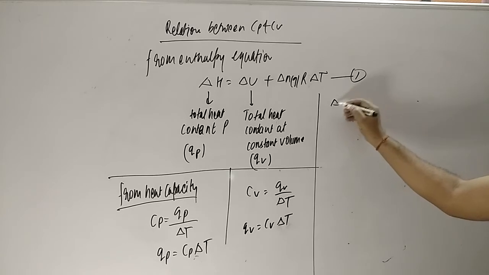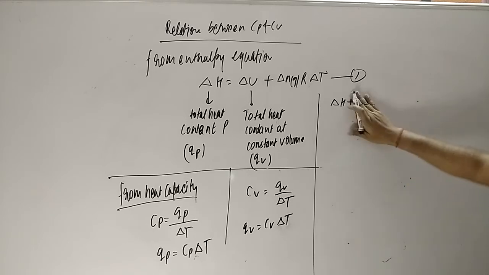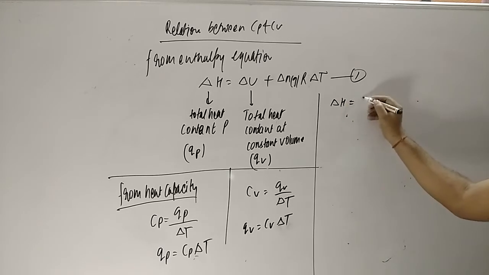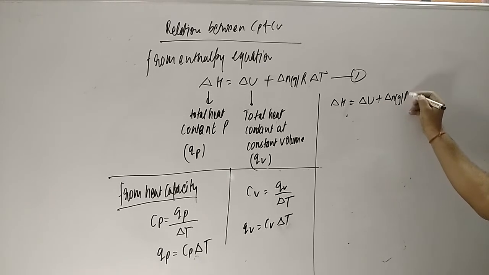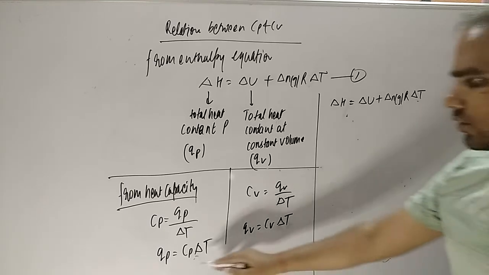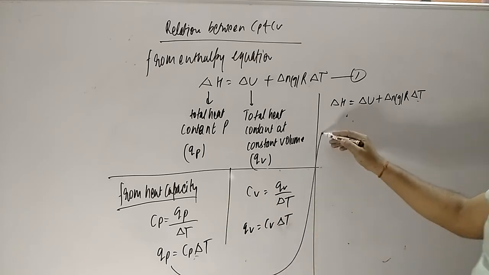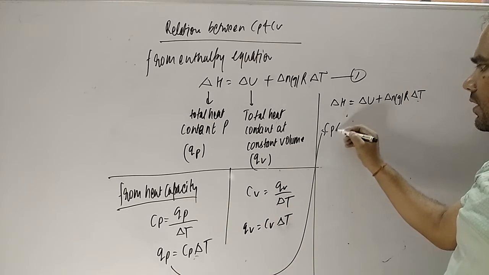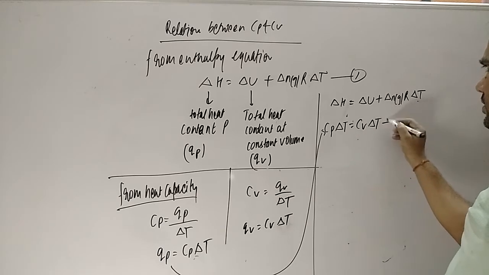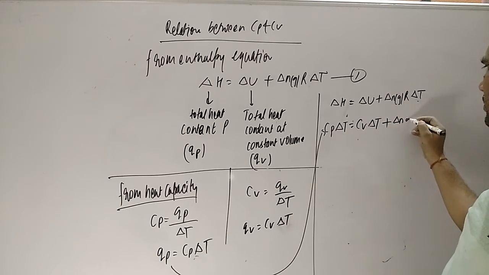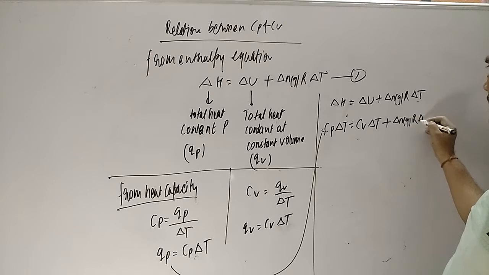In the place of delta H, delta H is equal to delta U plus delta Ng R delta T. This is the enthalpy equation. In this equation we put the QP value. So QP will come as Cp delta T, equal to Cv delta T plus delta Ng R delta T.